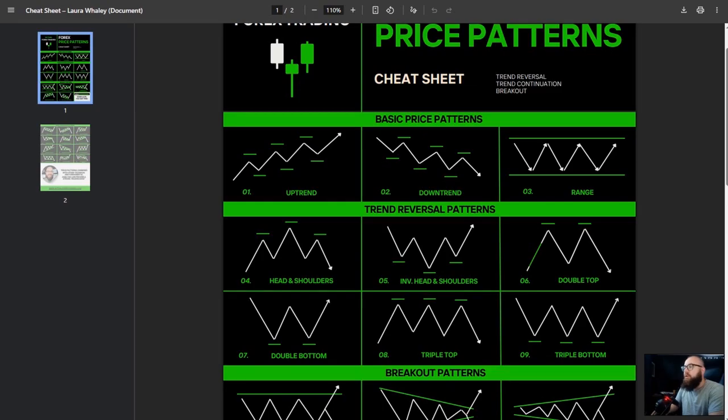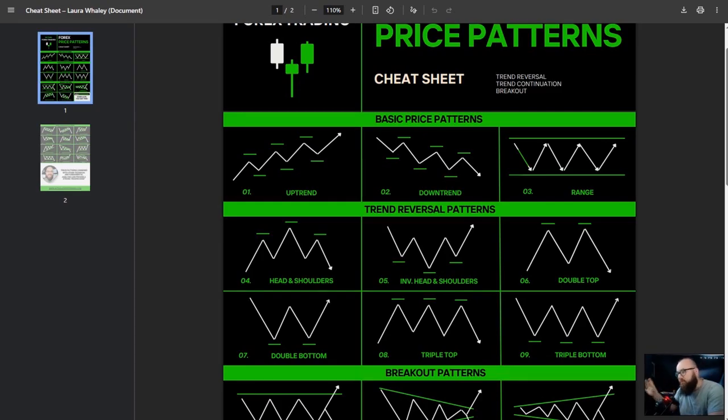Okay. The first 3 patterns are the basic price patterns, how price looks when it uptrends, when it downtrends, and when it ranges. You should know those things before continuing with this video. But I will cover these things very briefly, because what you'll find is all price action patterns are an extension of one of these basic patterns.